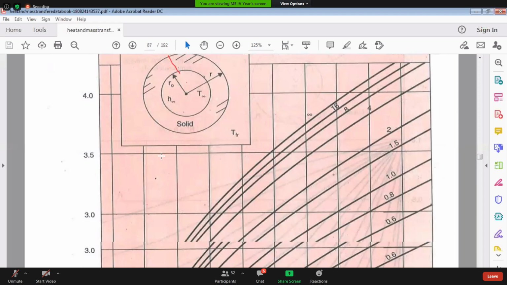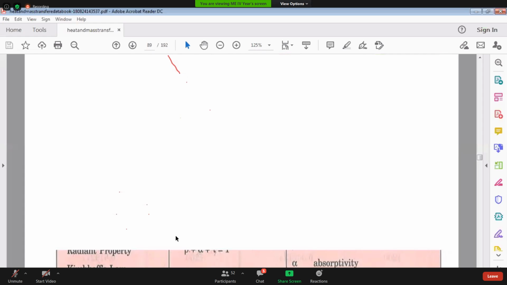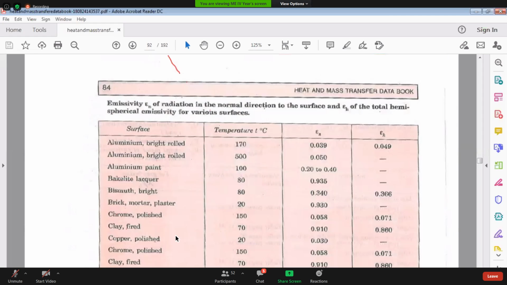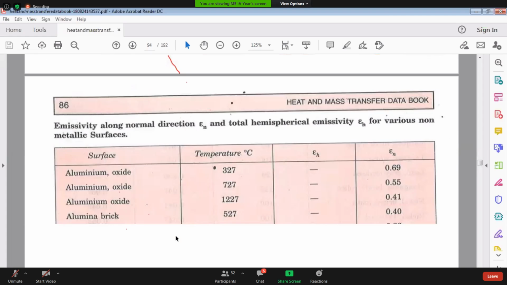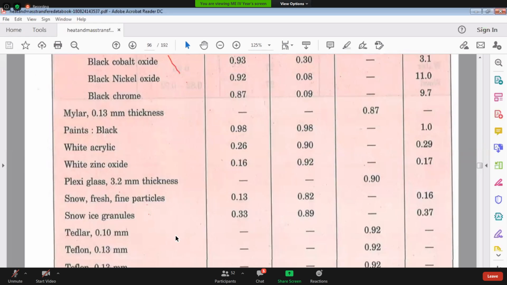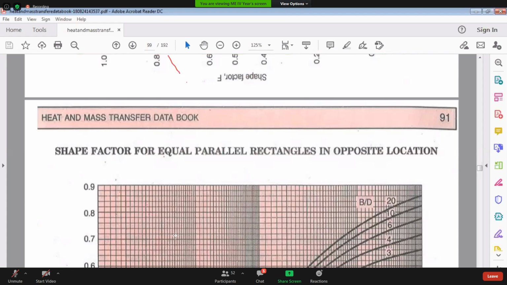Next, this is about conduction. In radiation, I will explain radiation again. In convection, I will explain convection. After this, we have to go for the convection problem, boundary layer and all. That will be covered in the next session. After that, doing the problems is very important.